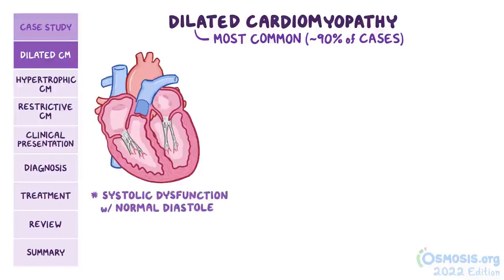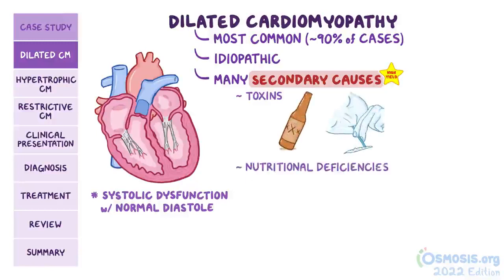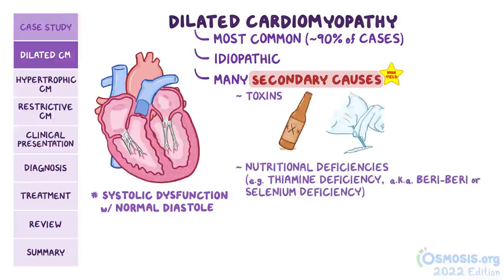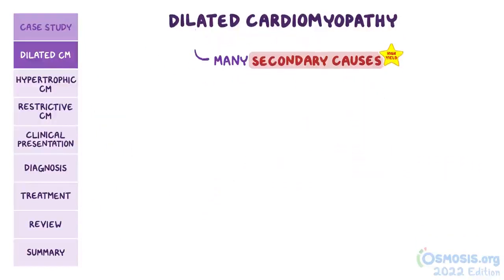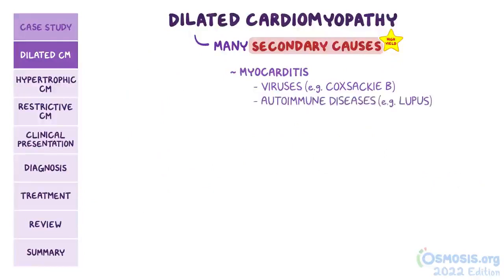Okay, when it comes to the etiology of dilated cardiomyopathy, the large majority of cases are idiopathic, meaning the cause can't be identified. However, there are many secondary causes that must be excluded first. Examples include toxins like chronic alcohol or cocaine abuse, nutritional deficiencies like thiamine deficiency, also called beriberi, or selenium deficiency. Another cause is myocarditis, which is inflammation of the heart muscle, usually caused by viruses like Coxsackie-B, but can also be related to autoimmune diseases like lupus.